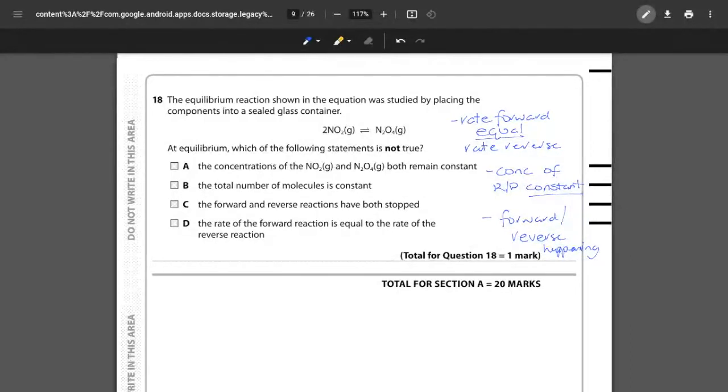So now I can see A, the concentrations of the NO2 and the N2O4 are constant. Well, we just said that, so we know that that one's correct. The total number of moles is constant. Well, at equilibrium, we've got the concentrations being constant, therefore our number of moles must be constant. For C, the forward and reverse reactions have both stopped. Well, we know that that is false because we've just said that they're always happening. So our answer is going to be C, but let's just double check that D is the most key point of our equilibrium, that the rate of the forward reaction is equal to the rate of the reverse. And that is definitely a true statement.